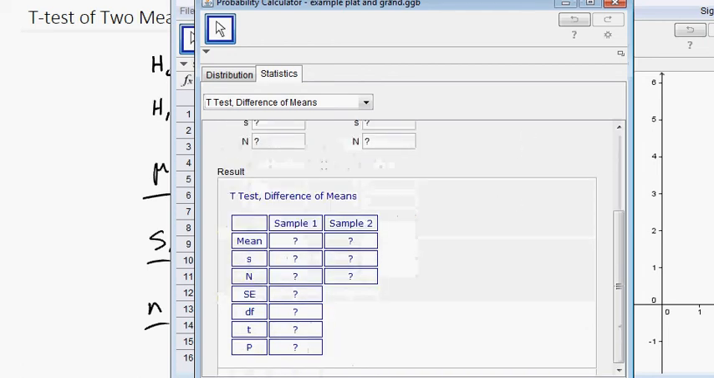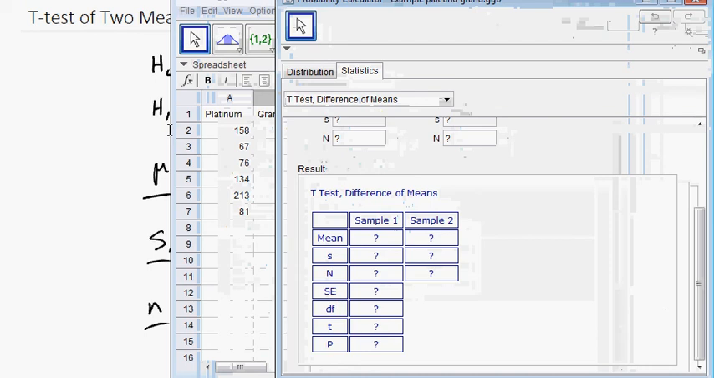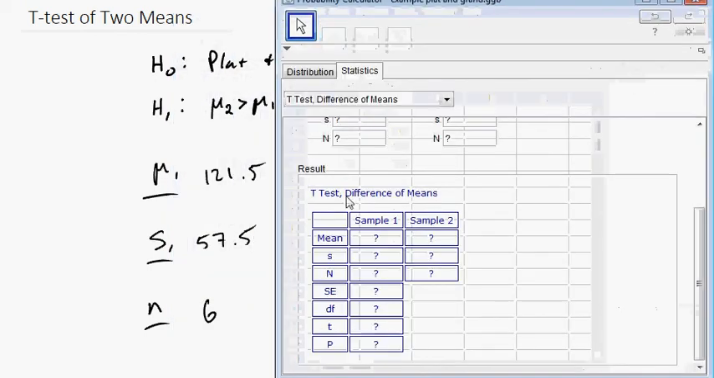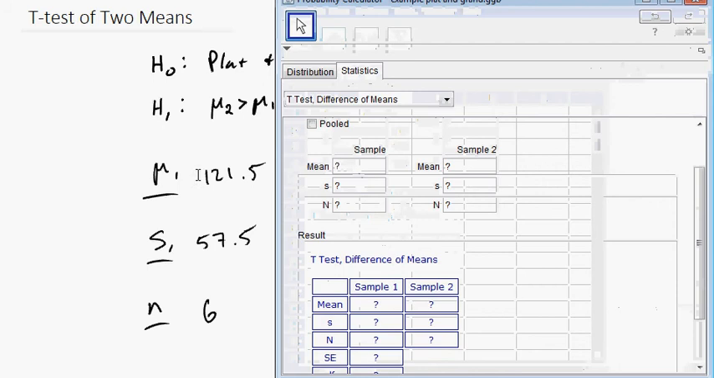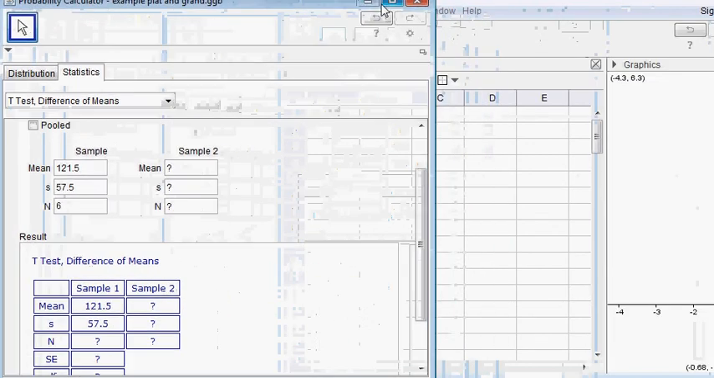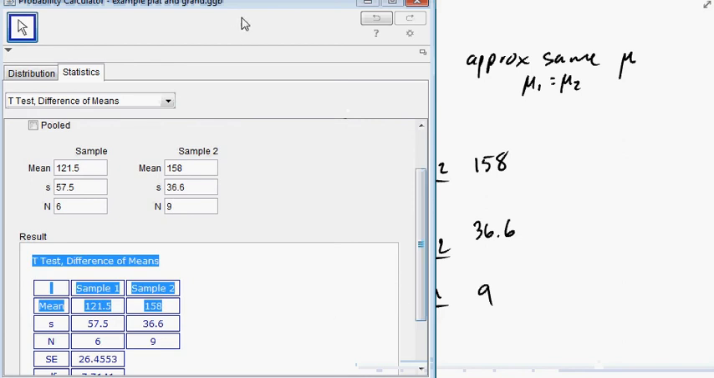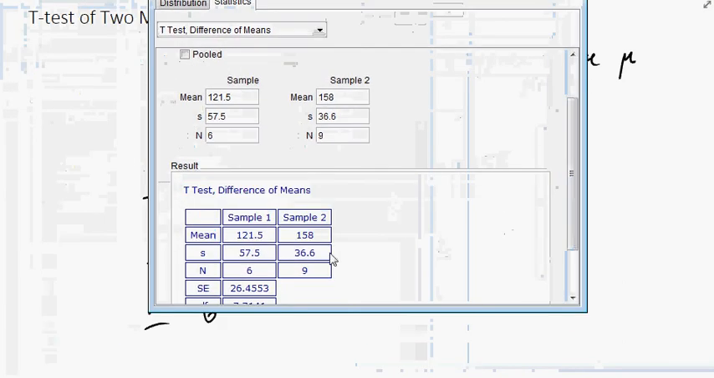Alright, so here is where I report all the means that I had before. The mean was 121.5, 57.5, 6, and likewise on the other side I have to do it for my other data, so this will be 158, 36.6, and 9. Alright, let's take a look at what the test gives us here.